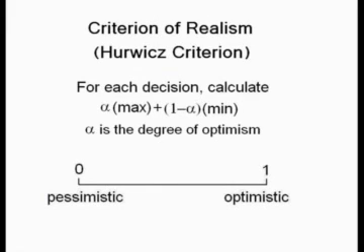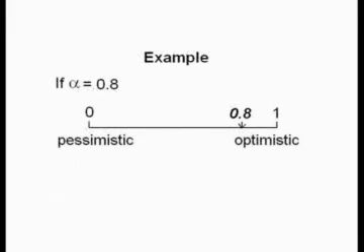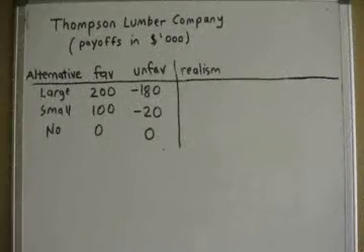Alpha ranges from 0 to 1, where 0 represents someone who is 100% pessimistic, while 1 represents someone who is 100% optimistic. Different people have different levels of alpha. For example, if someone has alpha of 0.8, that means that person is more optimistic than pessimistic. If a person has alpha of 0.3, that person is more pessimistic than optimistic. Suppose for a person, his alpha is 0.8.